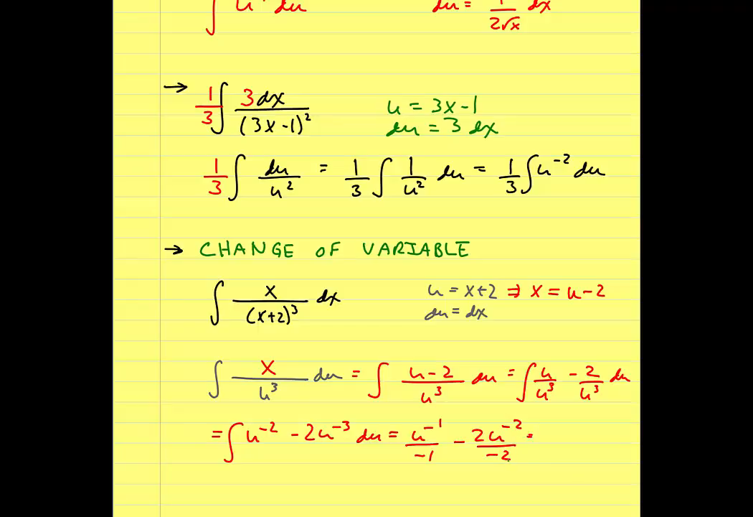And I think I need to simplify quite a bit here. This u to the negative 1 flips down. So I have negative 1 over u. The 1 stays up top, and I just move the negative up top to make that a little easier. The 2's cancel. A negative times a negative is a positive. So I'm left with 1 over u squared. Now this is not my answer yet. My answer has to be in terms of x.